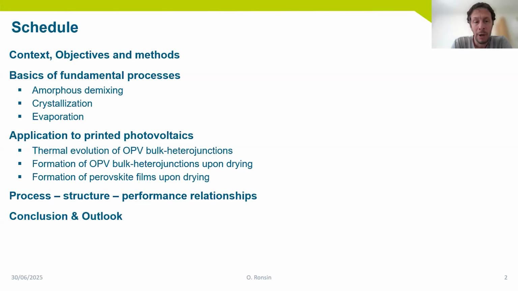First, on thermal evolution of OPV bulk heterojunctions, thermal evolution relating to processing steps like thermal annealing, of course, but also to the aging of the solar cells afterwards. Then we'll have a look at the formation of bulk heterojunction upon drying. And then if I have some time, I will talk about perovskite films also. And then to finish with, I will show you some insights on the process structure performance relationships, which goes in the way of starting the explanation, how it connects to the next stages of the digital twin.